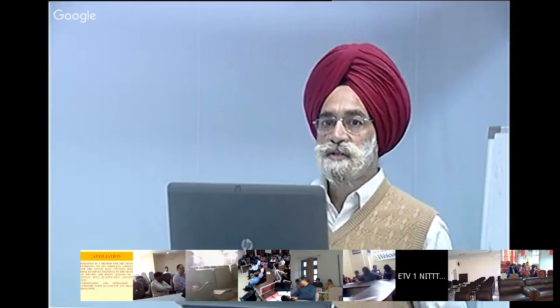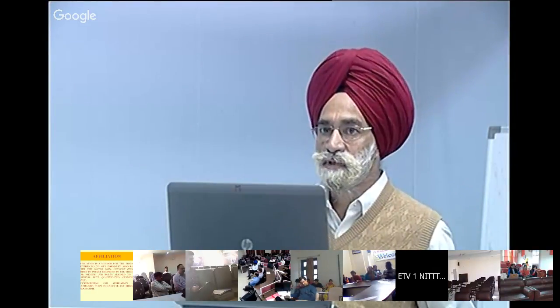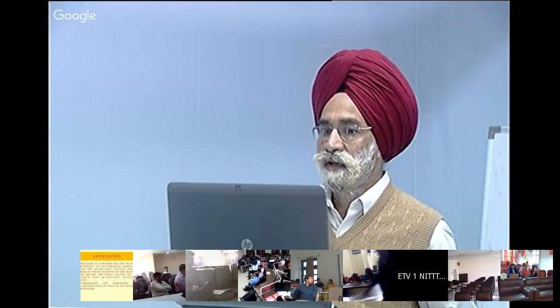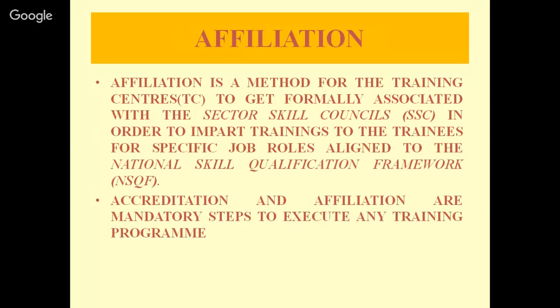Accreditation, I told you, is applicable in all schemes, in all sector skill councils, and affiliation is also a method for the training center to get formally associated to the sector skill council. As I told you earlier, previously there was only separate affiliation with the sector skill councils. It is formally associated with the sector. You can associate your training center with multiple sector skill councils. At the same time, you can have affiliation with the, I will show you the list, the 34 sector skill councils that are there. Many of them are related to your specialization in engineering.